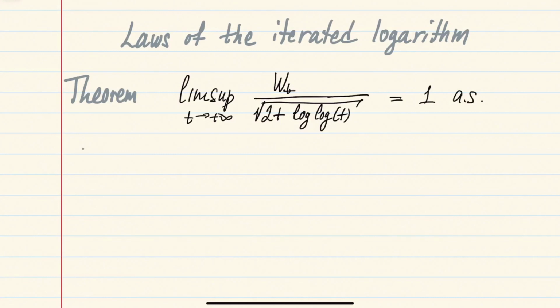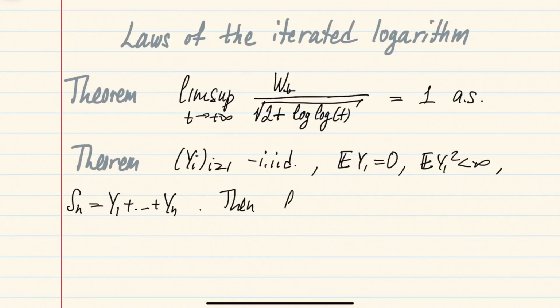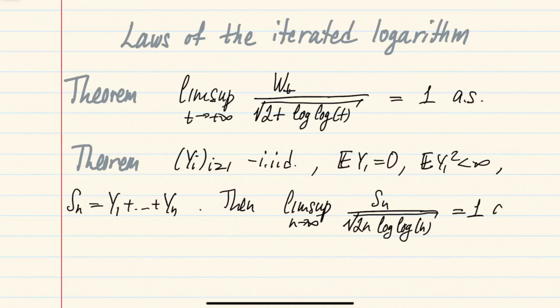And then in our next result, we will use the Skorohod's embedding theorem to transfer this previous theorem for the Brownian motion to random walks. Namely, if we have a sequence of IID random variables such that their expectations are 0 and the second moment is finite, and as usual we'll denote by Sn the sum of the first n of them, then we'll show that the upper limit when n goes to infinity of the sum scaled by the square root of 2n times the iterated logarithm of n is also 1 almost surely.